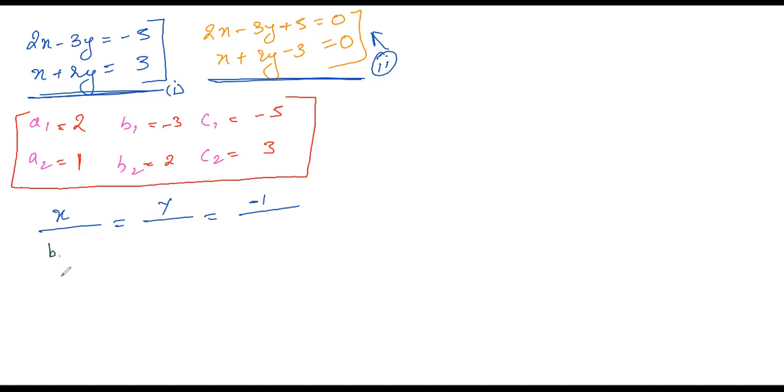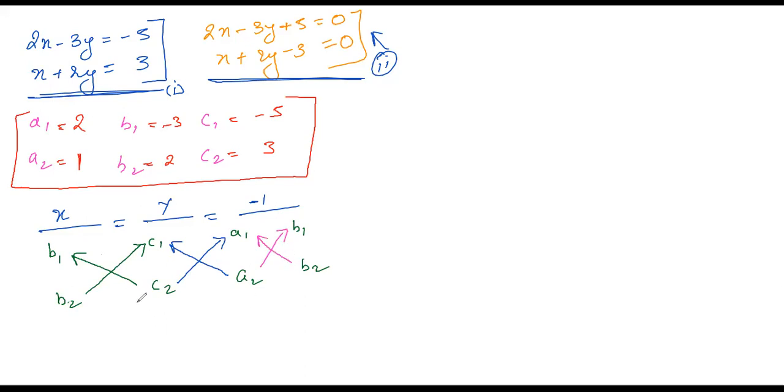So the further formula is B1 by B2, C1 by C2, A1 by A2, B1 by B2. So again, you have to write it like this: B1 by B2, C1 by C2, A1 by A2, B1 by B2. Now, as it says cross multiply, we will cross multiply this one with this one, then again this one with this one, and this one with this one. You have to go like this.